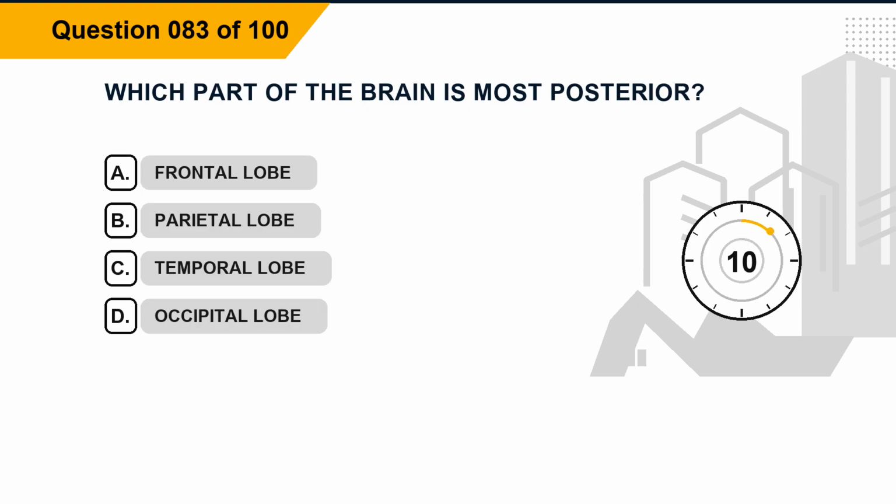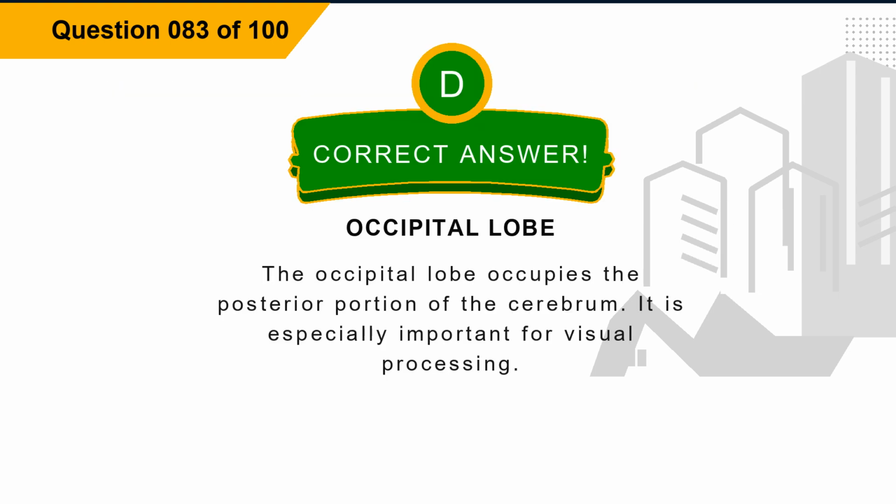Question 83. Which part of the brain is most posterior? Option A, frontal lobe. Option B, parietal lobe. Option C, temporal lobe. Option D, occipital lobe. The correct answer is option D, occipital lobe.